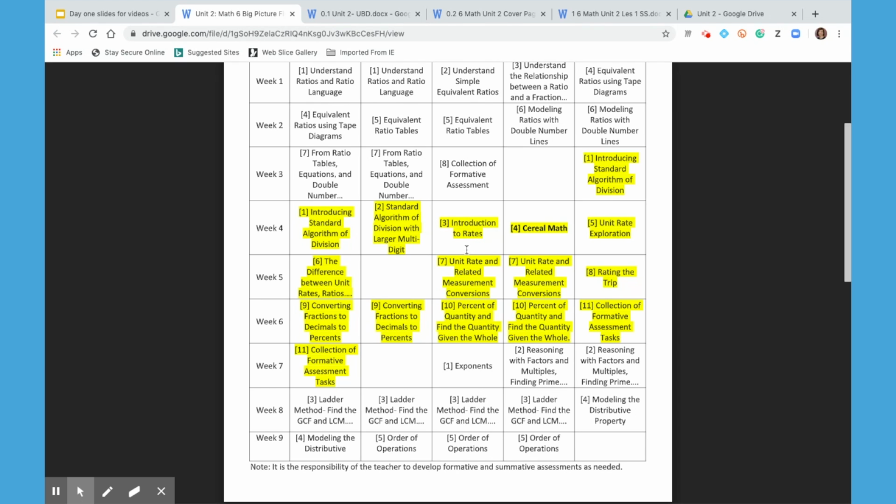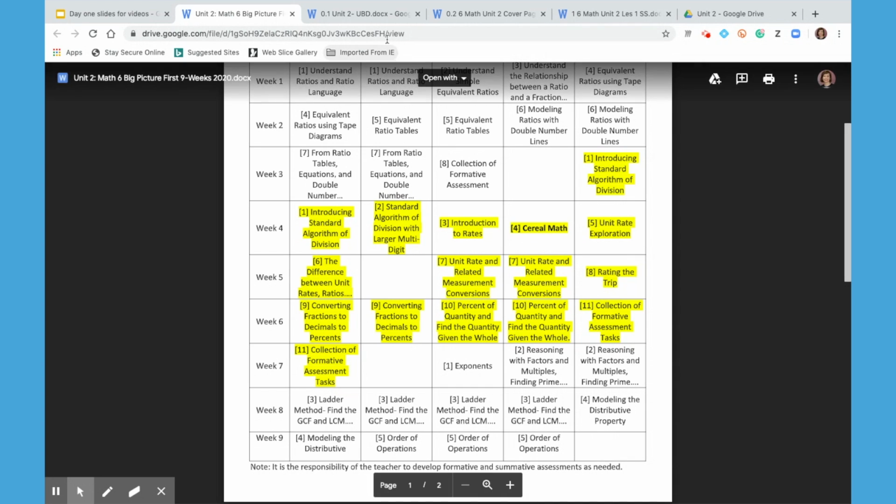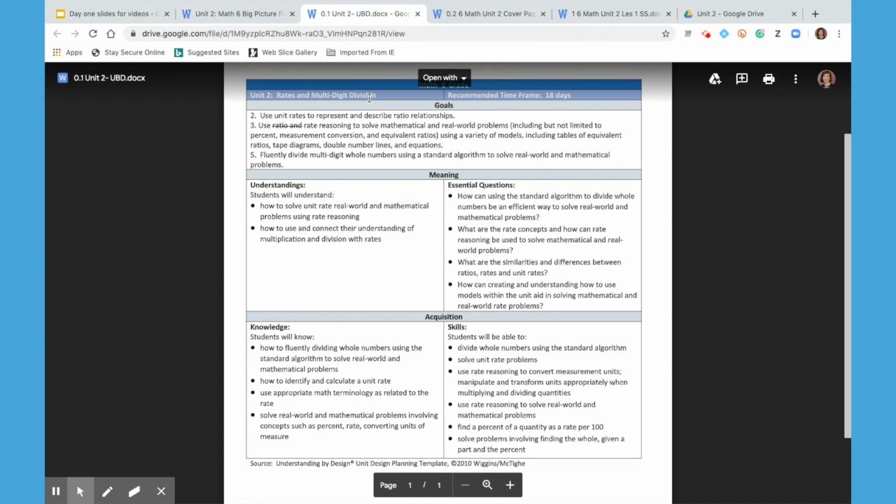Now, they'll be using what they've learned with the standard algorithm of division to be able to accomplish that real-world introduction to rates. So it's problem solving using the division that they've learned. Then they'll have an introduction to unit rates through serial math. This is very important to let students really see how they're going to be using it in real life, comparing prices. Now the UBD for this unit.